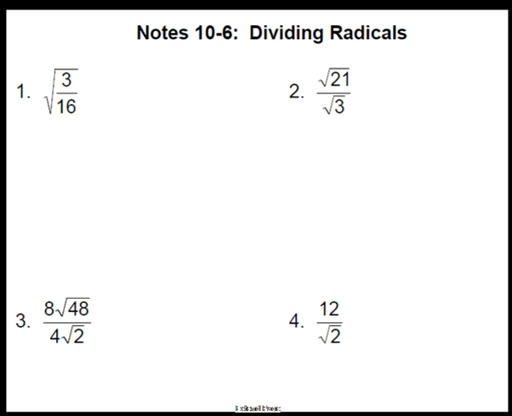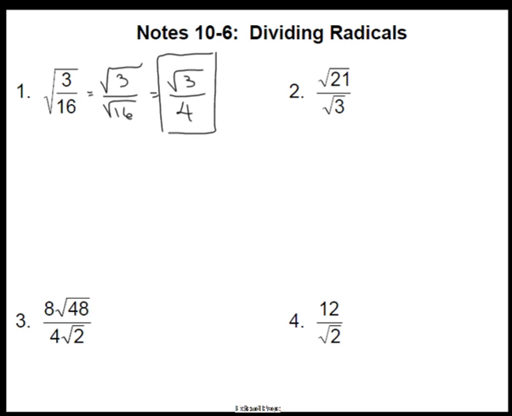When we're looking at example 1, the first thing we want to do is separate these out into two separate problems, like so. The square root of 3 over the square root of 16. Well, square root of 3, there's nothing I can do with it. But the square root of 16 is a perfect square. Since it's a perfect square, I can take care of that like so. And therefore, this one has been simplified to all that it can be. The square root of 3 over the square root of 4.